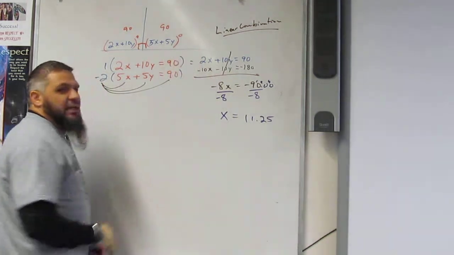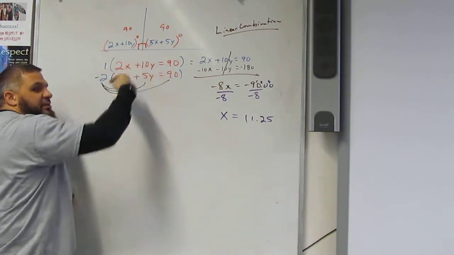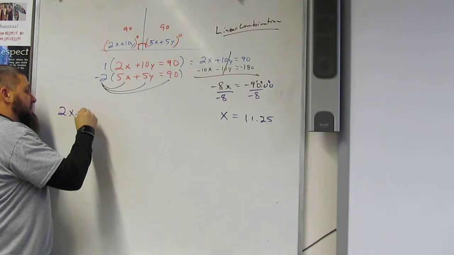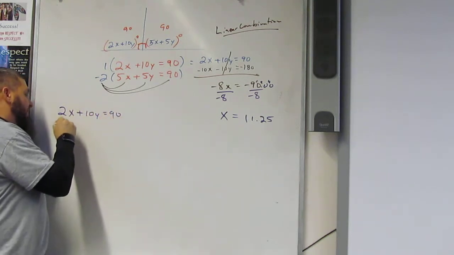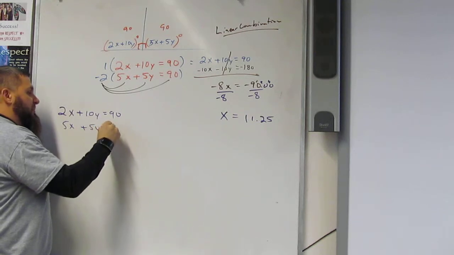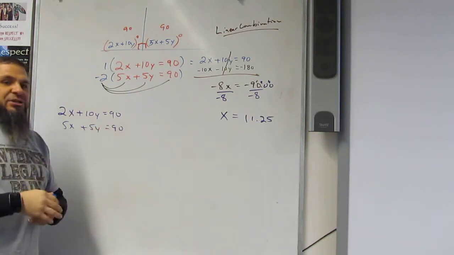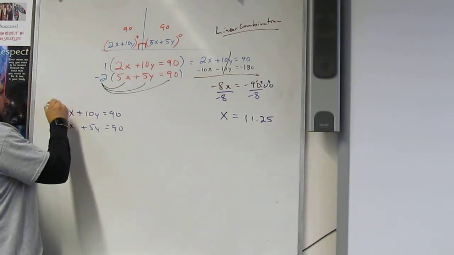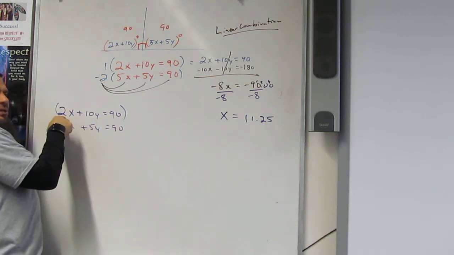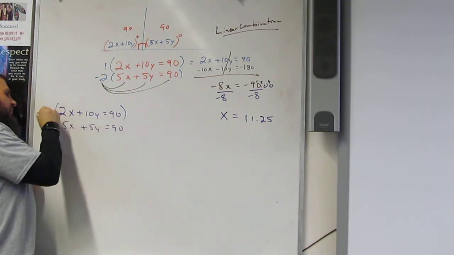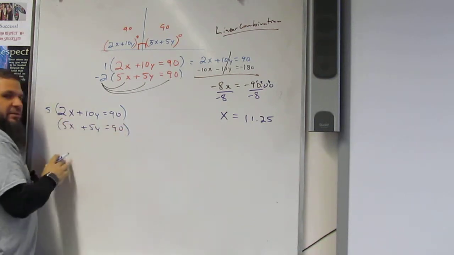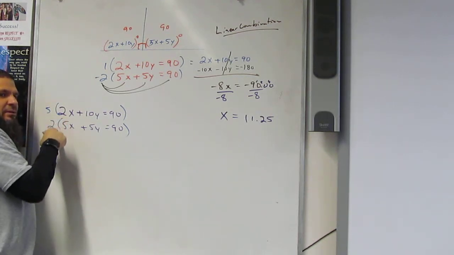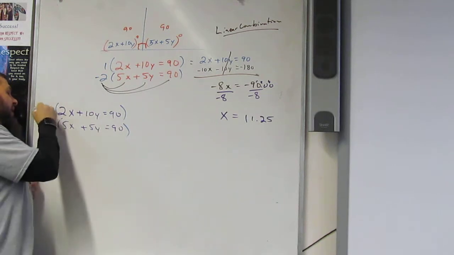Or I can change these again. I can just change these so that they fit. Does that make sense? So I can just take 2x plus 10y equals 90 and 5x plus 5y equals 90. Okay? And I can change the 2 and the 5. So what number does 2 and 5 both go into? 10. So how do I get 2 to become a 10? Times by 5. And how do I get a 5 to become 10? Times by 2. Are they opposites when I do this? No. So I need to multiply one of them by a negative.